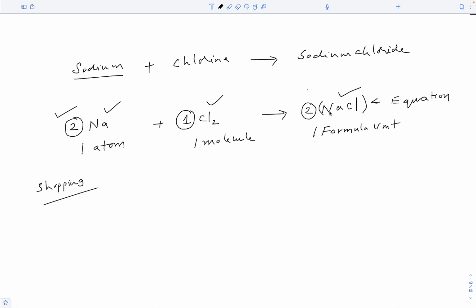But what information do these stoichiometric coefficients give us? Let us see. We said the symbol Na represents exactly one sodium atom. If you put a coefficient 2 before it, it represents 2 sodium atoms.